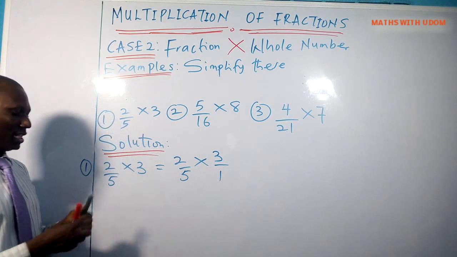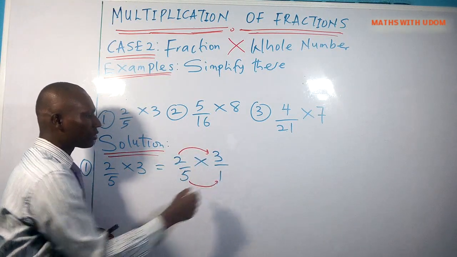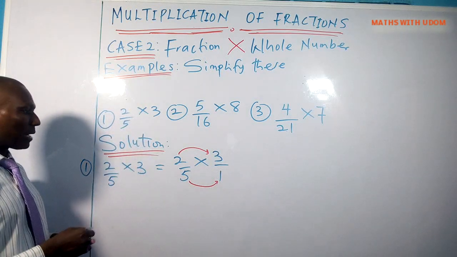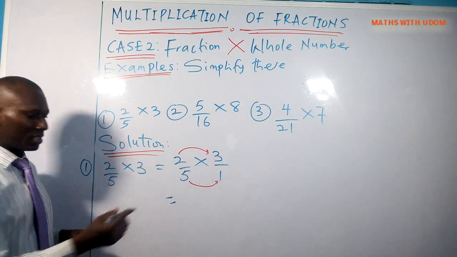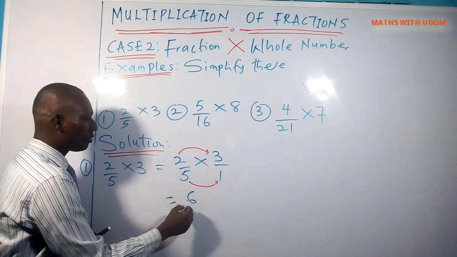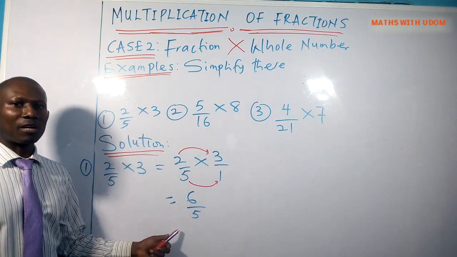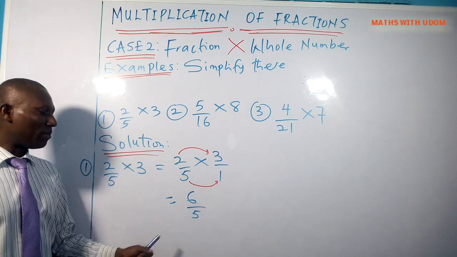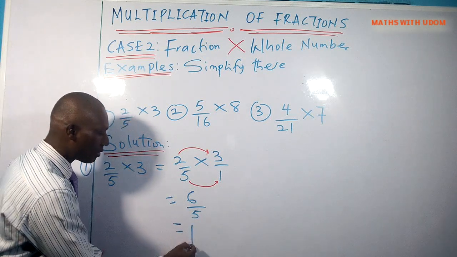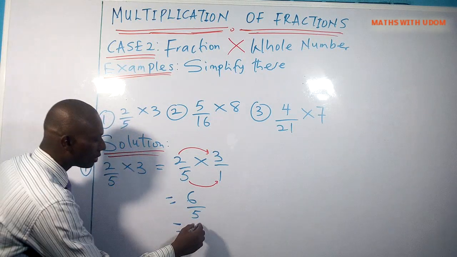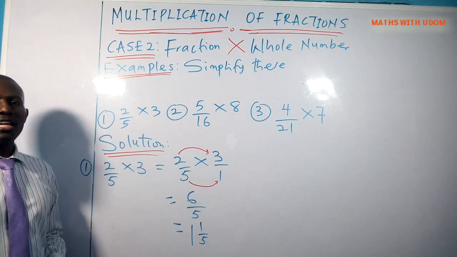So the next thing is for us to multiply the numerators together and then the denominators together. 2 times 3 gives us 6, while 5 times 1 gives us 5. We cannot leave our answer this way because it's an improper fraction, so we reduce it to a mixed fraction. How many times can 5 go in 6? 1 time. So we have one whole number, then remember 1 over 5. Okay, so that is our answer for example 1.